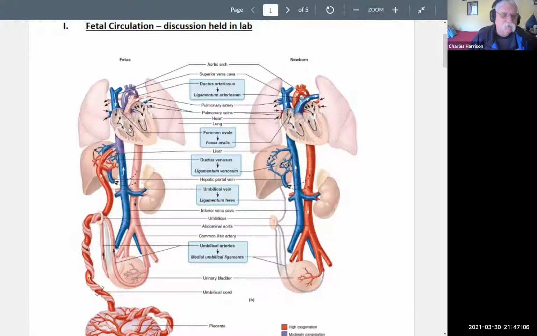And what we're trying to do here is bypass the lungs, get the blood back to the placenta where it is oxygenated. In the right ventricle, the blood comes up, is pushed out through the pulmonary trunk. We're familiar with that. But instead of just going left or right to the pulmonary artery here, or the pulmonary artery over here, most of it goes straight forward and joins with the end of the aortic arch.